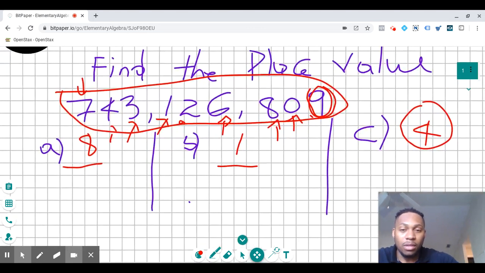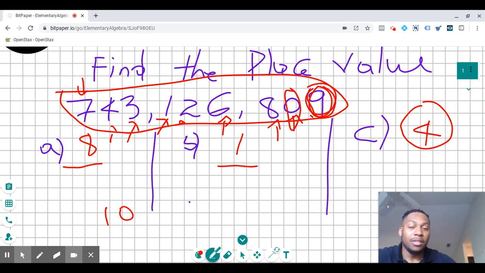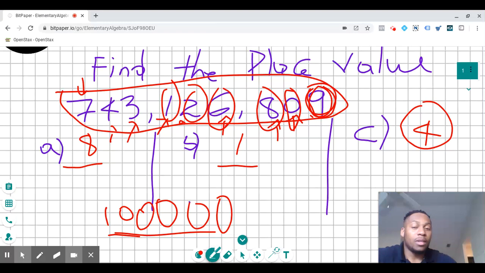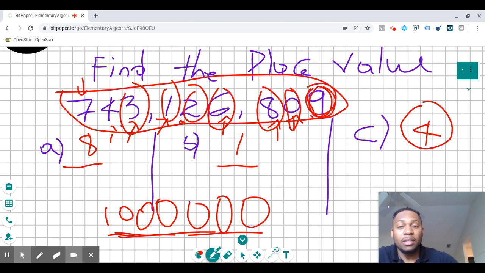So if we call the 9 the ones place value, from 1 you add a 0, and the next one we call the tens. You add another 0, that one we call the hundreds. You add another 0, this one we call the thousands. You add another 0, this one we call the 10,000s. You add another 0, this one we call the 100,000s. You add another 0, and this one we call the million place.